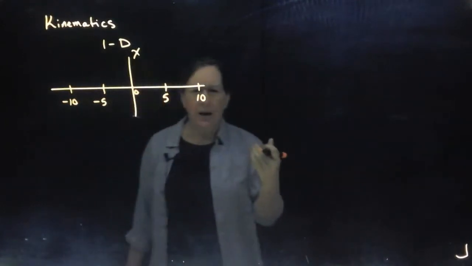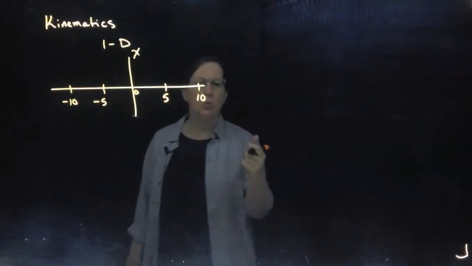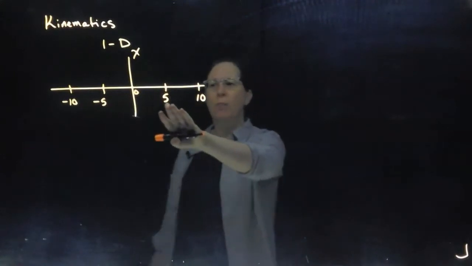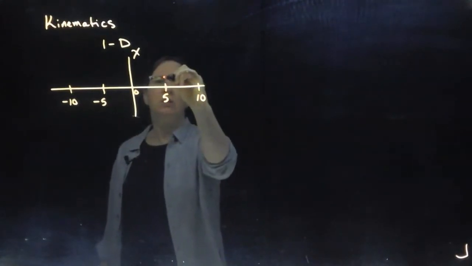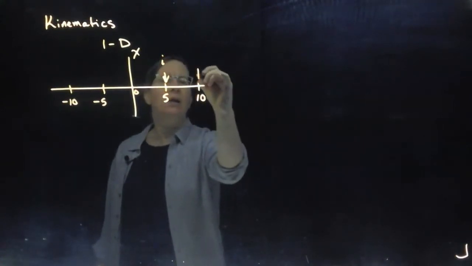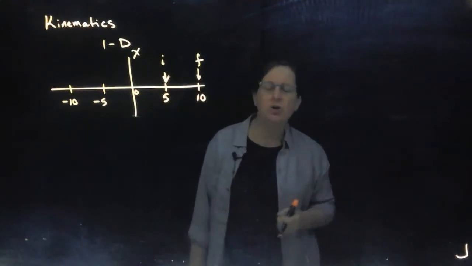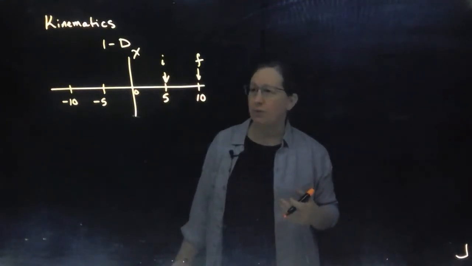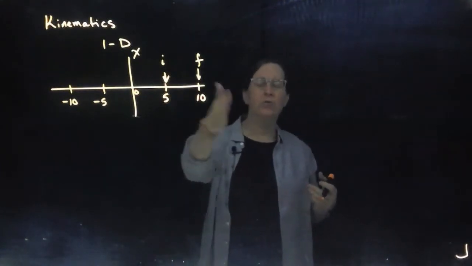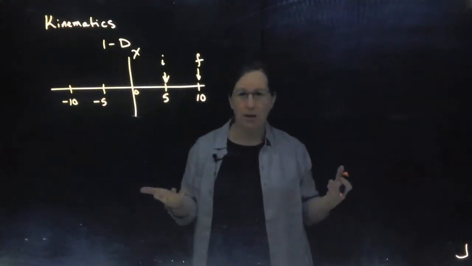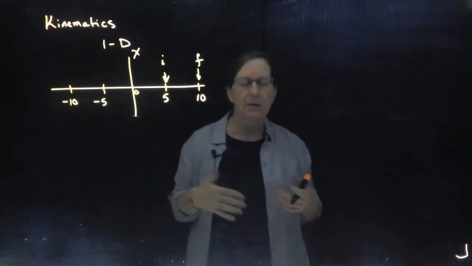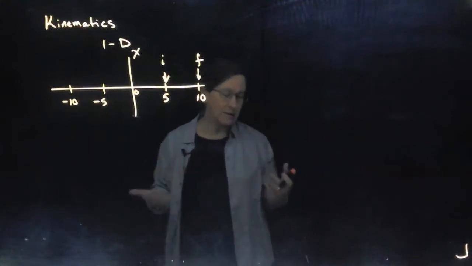And what we're going to look at is how do we describe how something moves from one point, say it starts at 5, so it starts here, this is the initial, and it goes to 10, that's the final. And so we can describe this motion in a number of different ways. We can say it goes from 5 to 10 in so much time. That tells us about speed and therefore what we call velocity.